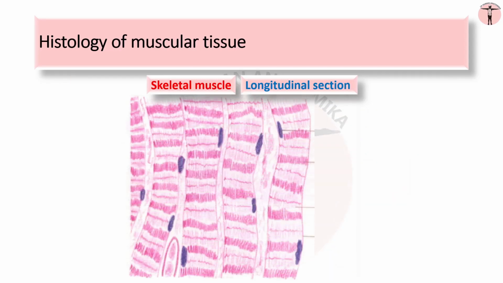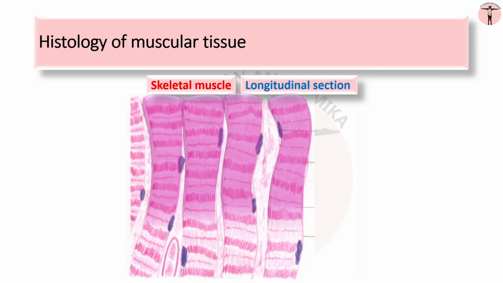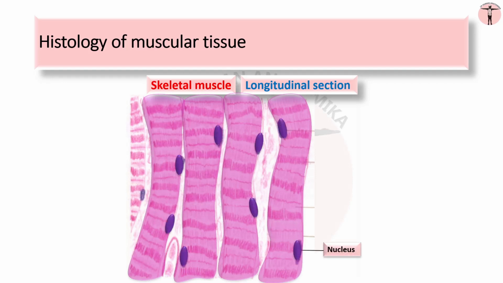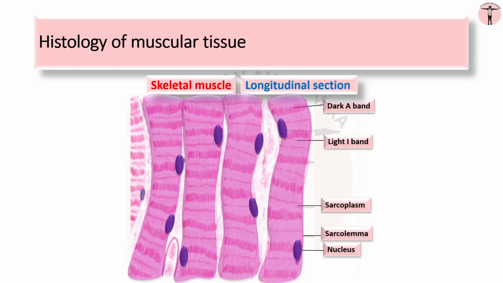This is the diagrammatic representation of the longitudinal section of the skeletal muscle as observed under low power of the light microscope. The features are unbranched cylindrical fibers, peripherally placed multinuclei showing cross striations of alternating light I and dark A bands. The nuclei are placed just beneath the sarcolemma in the sarcoplasm. Each I band is seen to be bisected by a dark transverse line, the Z line. The sarcomere extends from one Z line to another Z line.